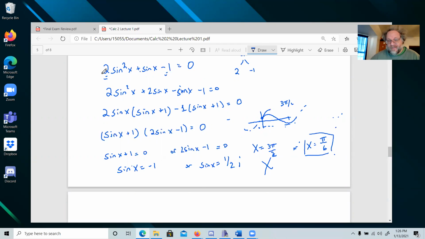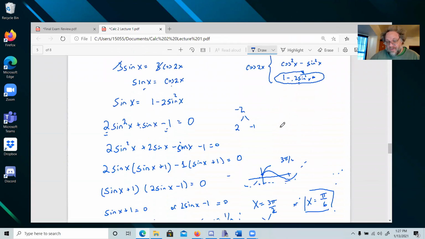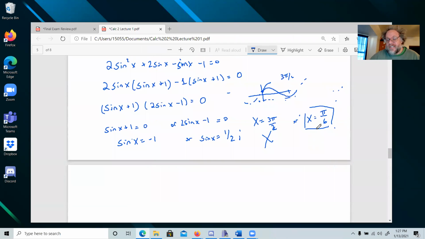Well, that is in my interval, right? Pi over 6 is somewhere between 0 and pi over 2. So that is the point of intersection. That's where they flip. Okay, so we've got 2 problems now. See how delightful this can be?